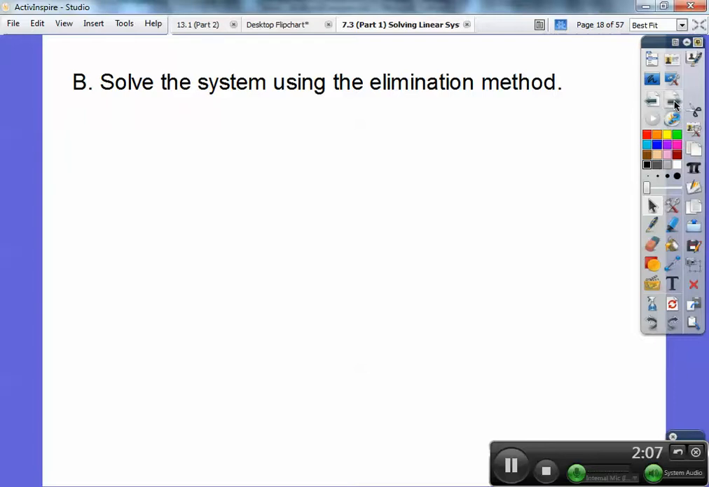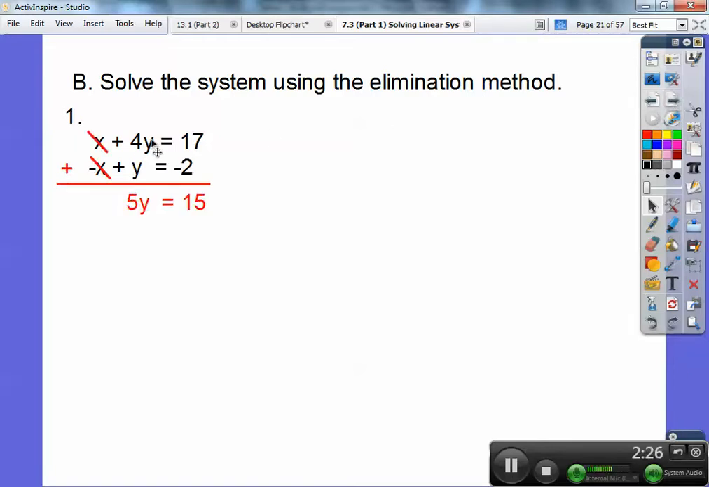Here's what we do. Can you see that this x and negative x are opposites of each other? If I add this whole top equation to this whole bottom equation, watch what happens. When I add those two equations together, the x's are gone. Plus x and minus x cancel each other out, and I'm left with 4y plus y, which is 5y. 17 minus 2 is 15, so y's got to be 3. Look how easy that was.